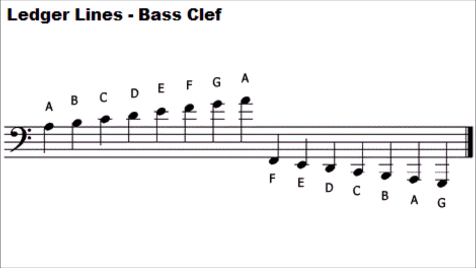But if we need to add the note after D, which is E, we would need another ledger line. This would give us two ledger lines. Then the note after E is F. The note G would now be placed on yet another ledger line, giving us a total of three ledger lines.